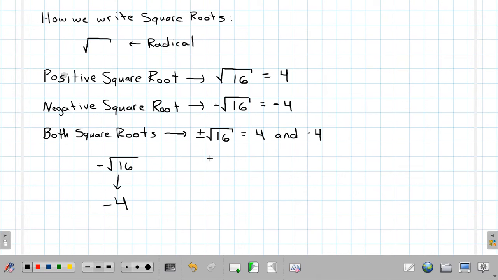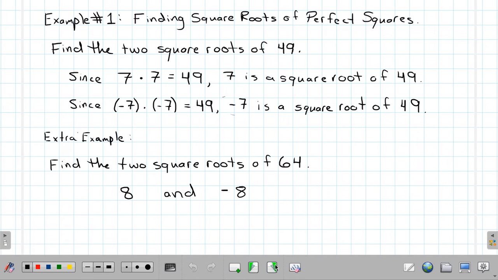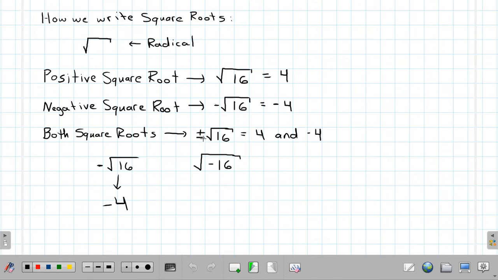But what if I write it like this? And this is a big thing a lot of people mess up on in dealing with square roots. If you have it written like this, notice the negative is actually on the inside of the square root. This actually goes back to what we were talking about on the first slide, saying that every negative number has no square roots. Well, in this case, you'd be taking the square root of a negative number. And once again, if you think about it logically, there's no way to multiply a positive number times itself and get a negative number.